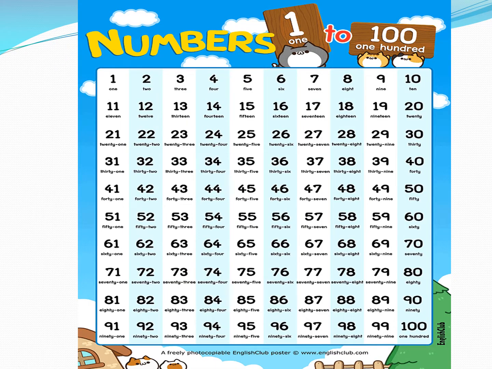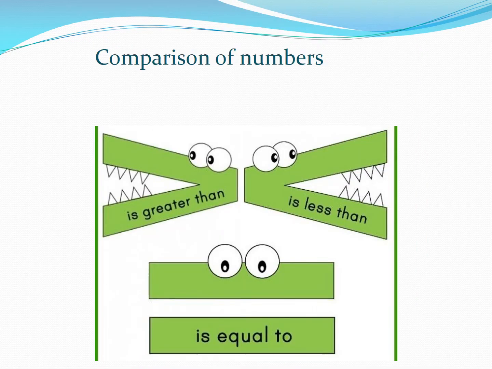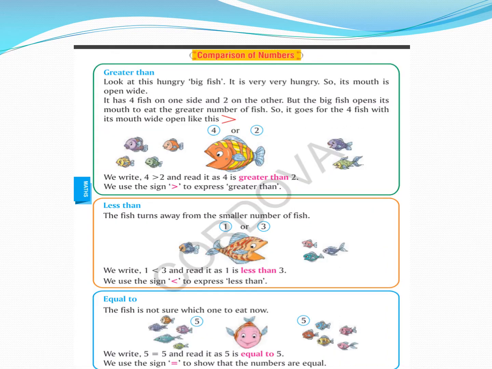In this slide you can see there are number names from 1 to 100 which you can revise later on. Here another concept which we are going to revise is comparison of numbers. For this purpose we are going to use these three signs: is greater than, is less than and is equal to. To get an idea about how these signs are used, here we are going to see three examples.